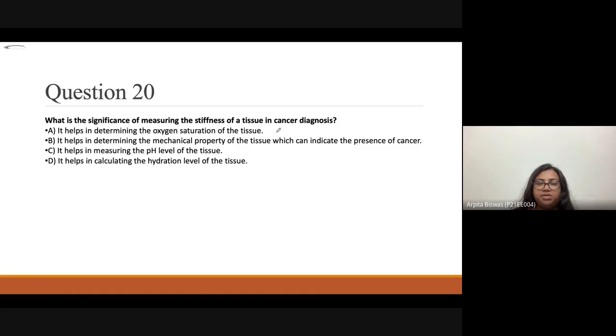What is the significance of measuring the stiffness of a tissue in cancer diagnostic? The first option is it helps in determining the oxygen saturation in tissue. The second option is it helps in determining the mechanical property of the tissue, which can indicate the presence of cancer. And the third option is it helps in measuring the pH level of the tissue. And the fourth option is it helps in calculating the hydration level of the tissue.